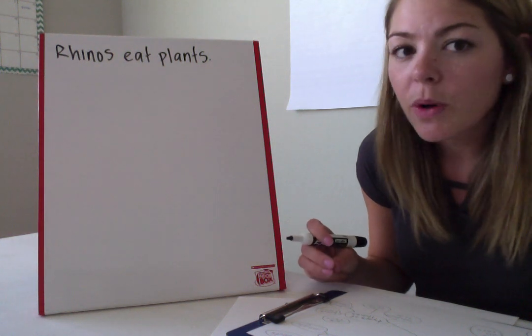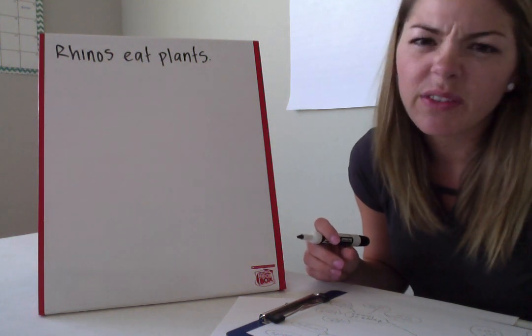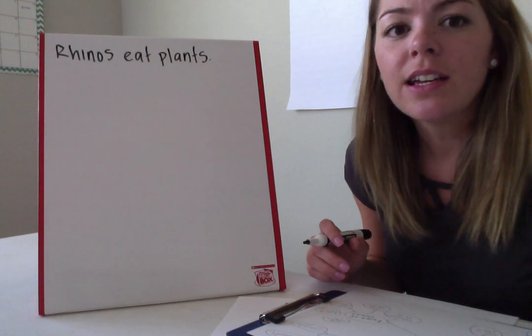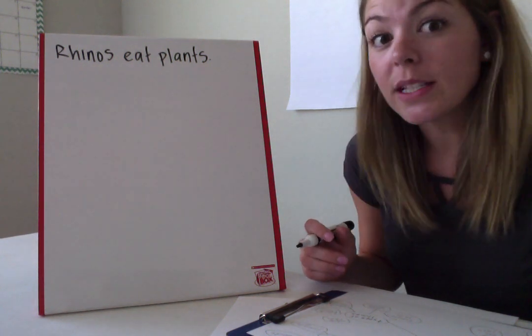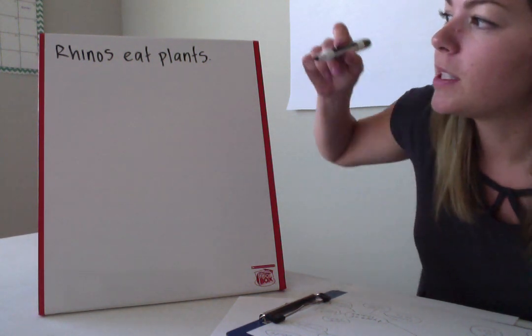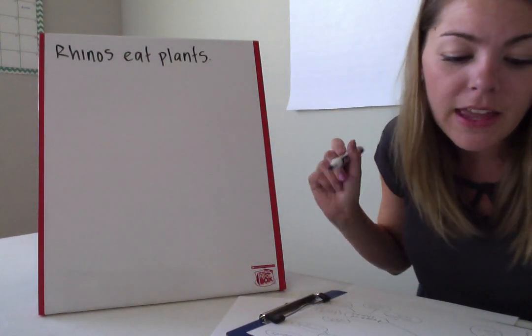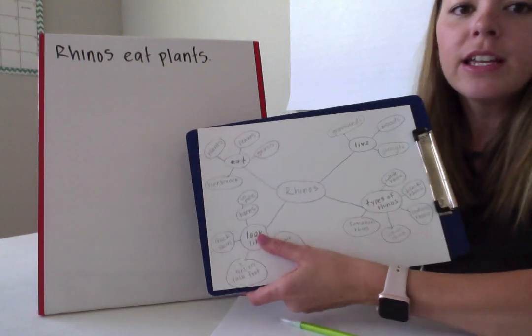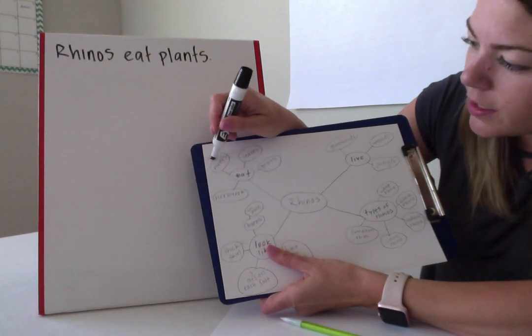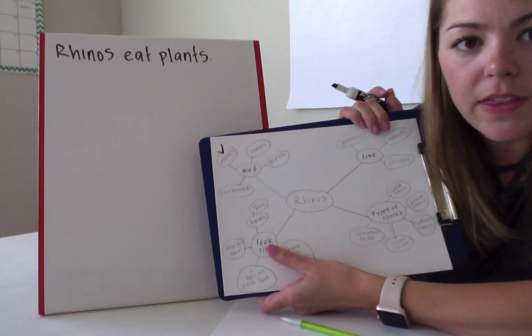You want to say what you're writing about so that people are not confused. If you just say they eat plants, your reader might wonder, well, who eats plants? So we're going to give them specific ideas. Rhinos eat plants, okay? Then what I can do on my web here is I can go, I wrote plants, and I can just check that off. I'm done with that idea.